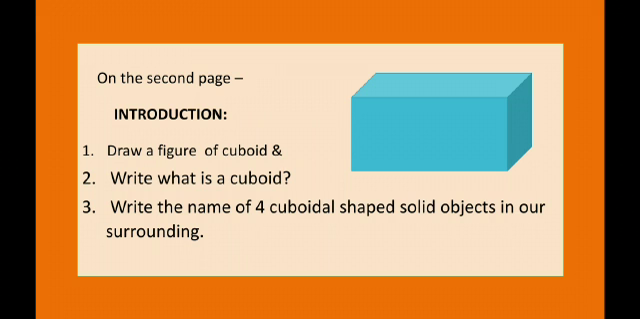Now the second page is for your introduction of your assignment. First you have to write what is a cuboid and draw the figure of the cuboid. And also you have to write the names of 4 cuboidal shaped solid objects in our surroundings. From your surroundings around you, whatever you find, from there you give examples of cuboidal shaped objects.